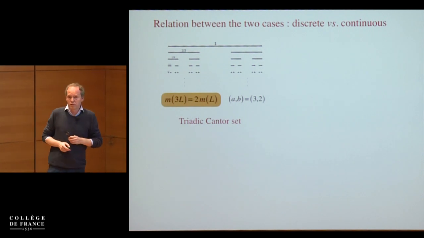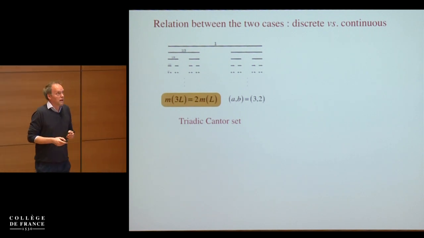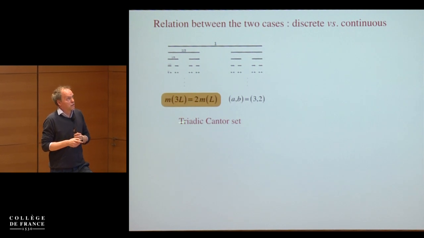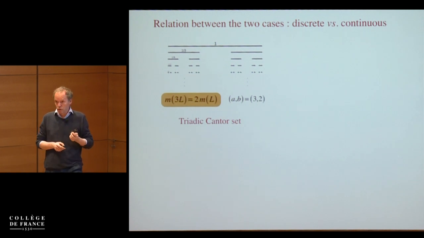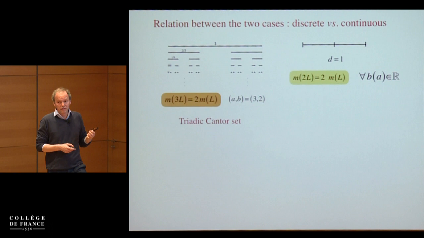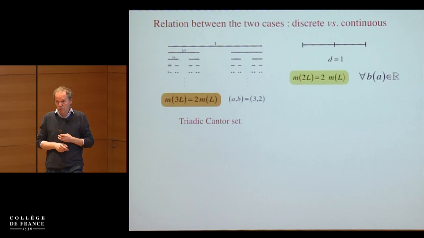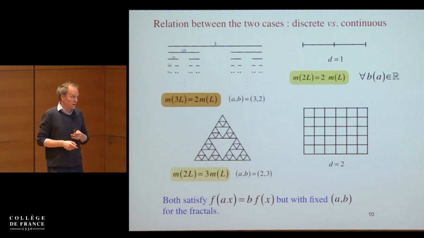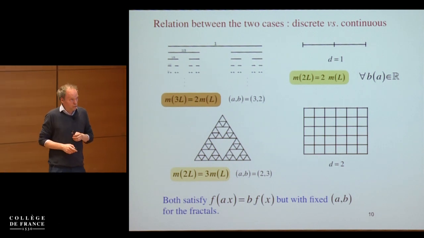So the triadic Cantor set is a case of a discrete scale invariance, which means that for the mass of this object, we have indeed this kind of scaling relation, but here A and B are fixed to those values 3 and 2. They are not whatever I want. On the other hand, if I'm looking at the one-dimensional line, then I could also write something like this, which is again a scaling function, but here I can choose whatever B of A that I wish. The same for two-dimensional examples, this Sierpinski gasket and this graph, to see the difference between the two.